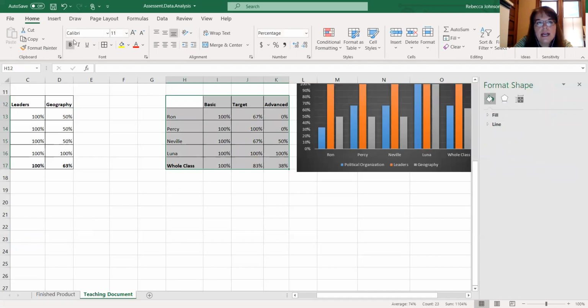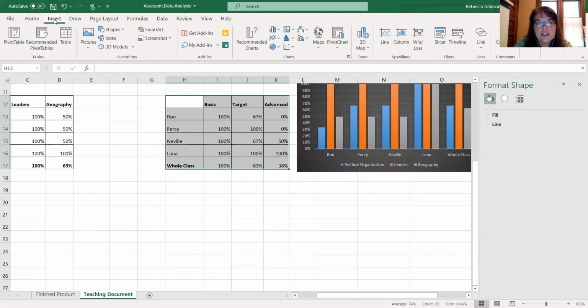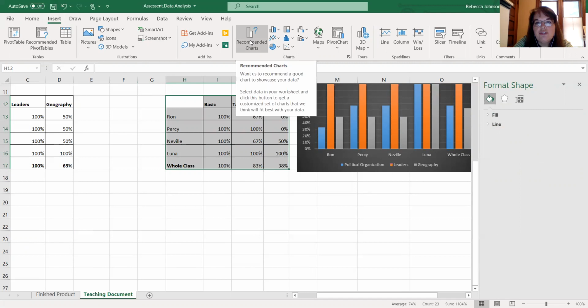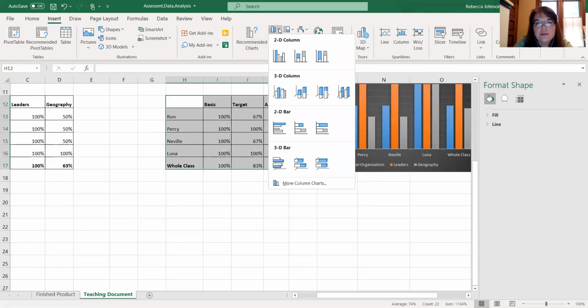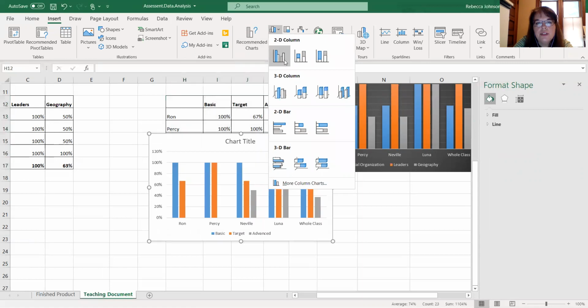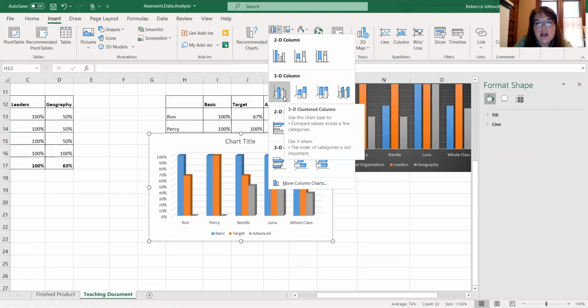Okay, so how did I make that? I go to Insert. So look up here in the top menu, File, Home, Insert. I'm going to click on Insert. And then underneath that is Recommended Charts. I've tried all the different charts. I'm telling you the bar one works the best, but feel free to experiment. I'm going to do the 2D column. Okay, so let's do the 3D column.